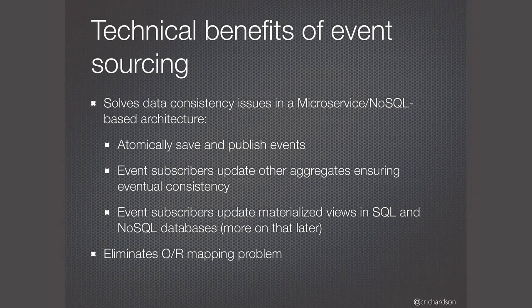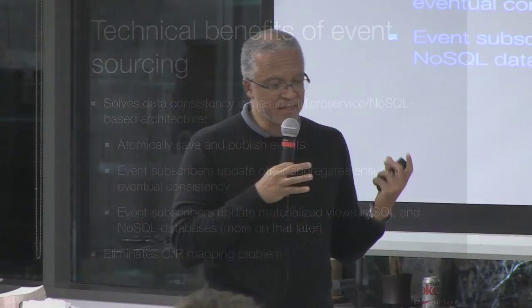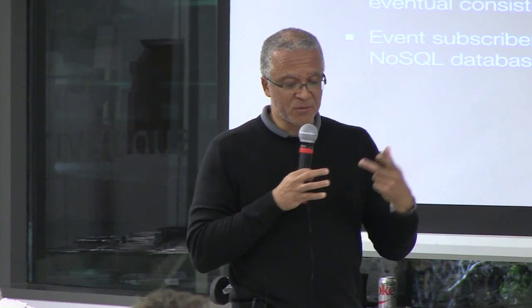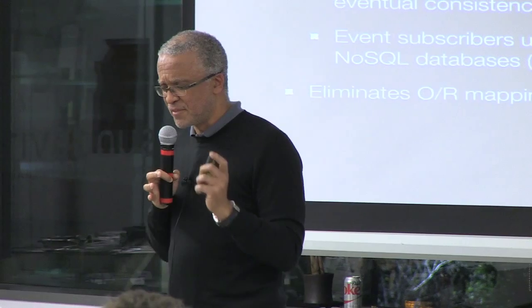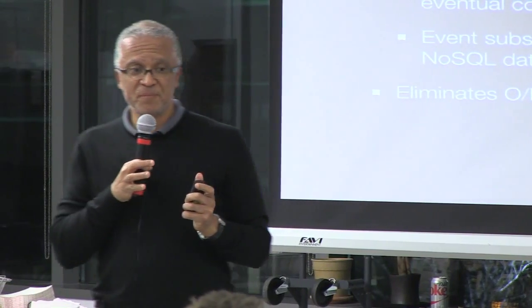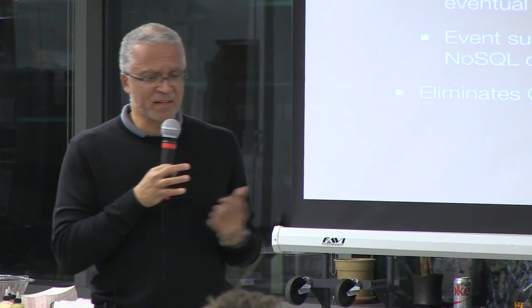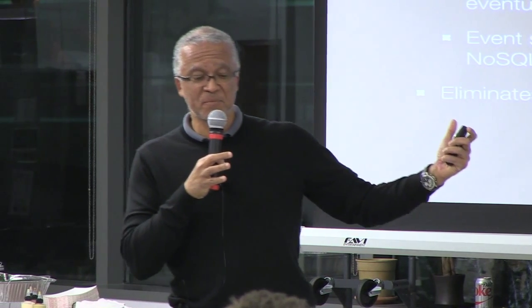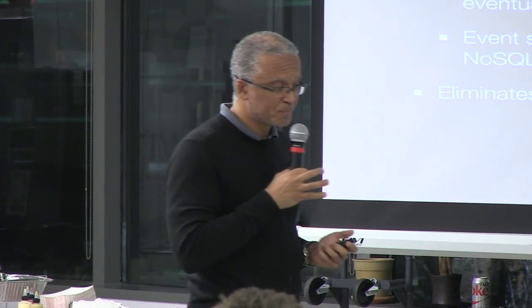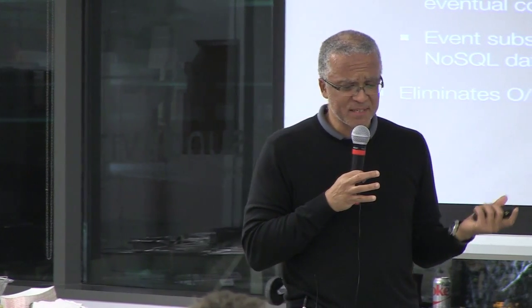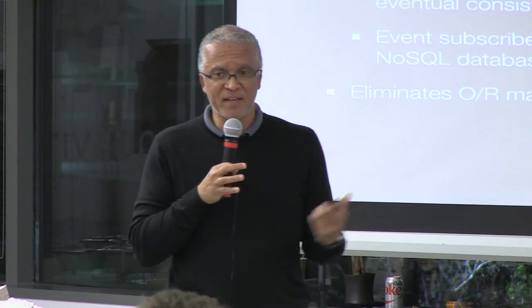And then there's also a whole bunch of technical benefits, right? It solves a whole bunch of data consistency problems in microservice or NoSQL architectures. And it also eliminates much of the O/R mapping problem. We've all been struggling with how to map a rich domain model to a flat relational schema. Given that events tend to be simpler in structure, it's fairly trivial to serialize them.